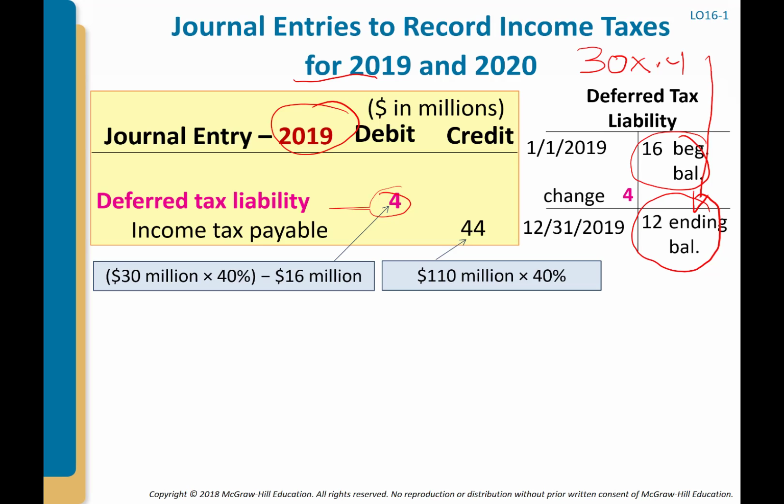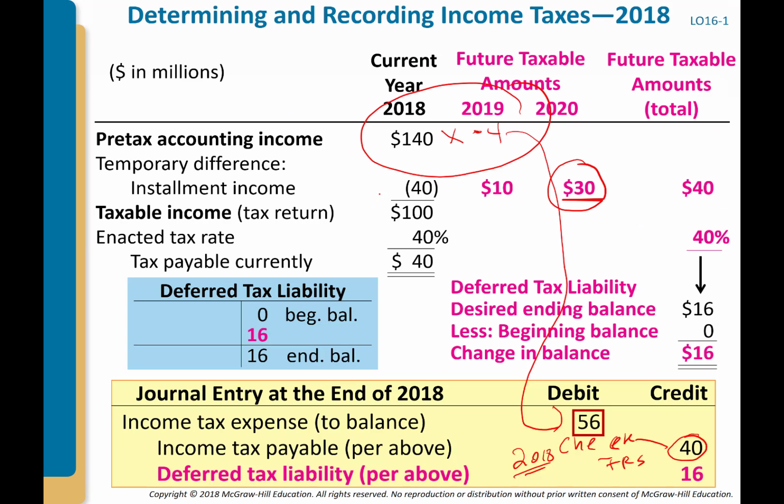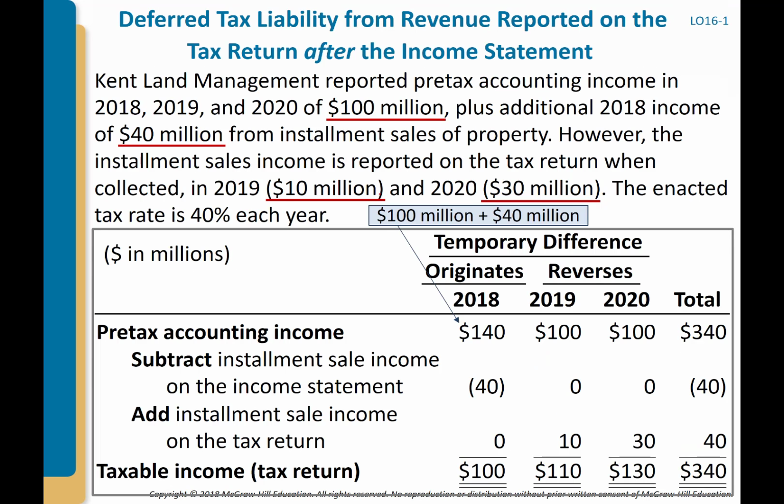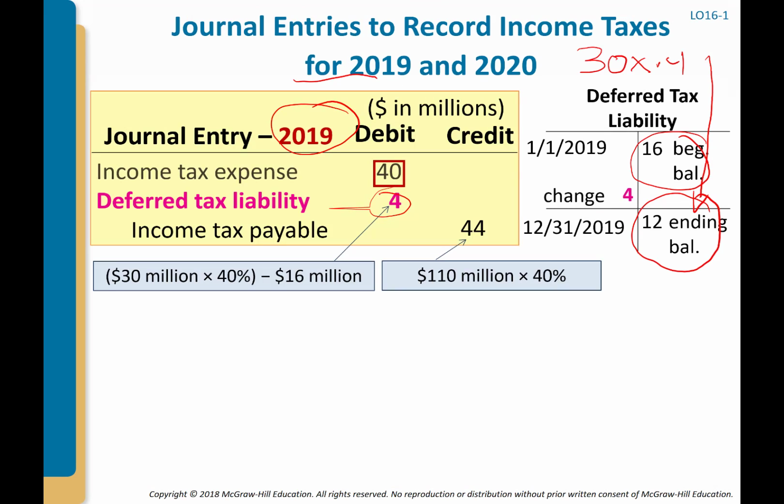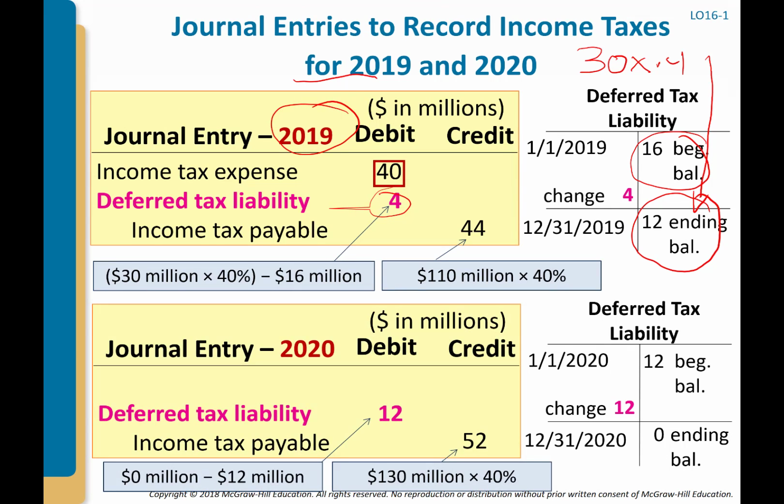So I would debit the deferred tax liability. My income tax payable is going to be my taxable income times the tax rate. Taxable income was right here. It was 110, right? So my taxable income, 110 times the 0.4 gives me the 44 million that is my check that I'm going to send to the IRS, and then we're just simply going to plug the income tax expense, right? Okay.